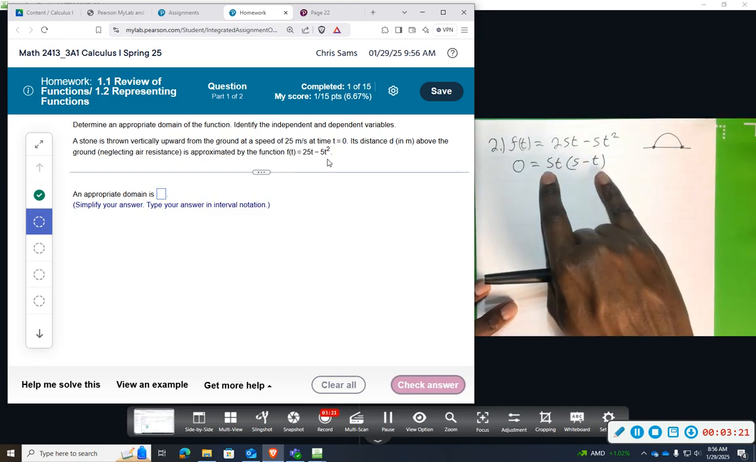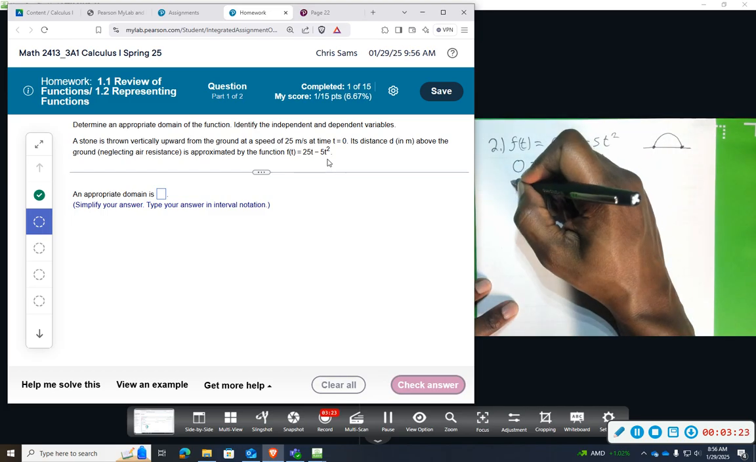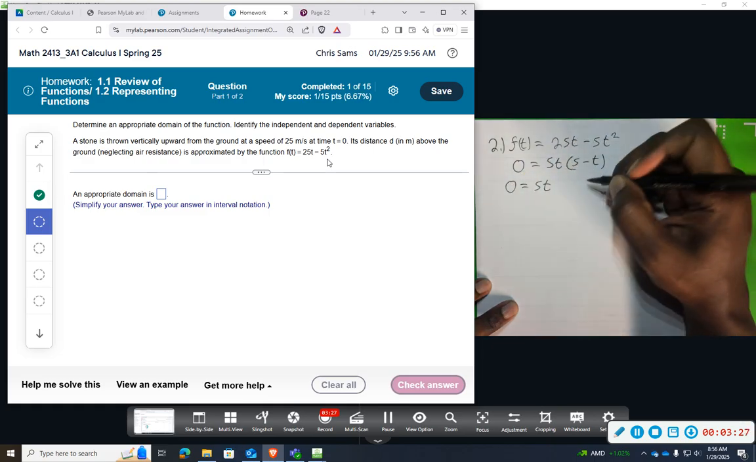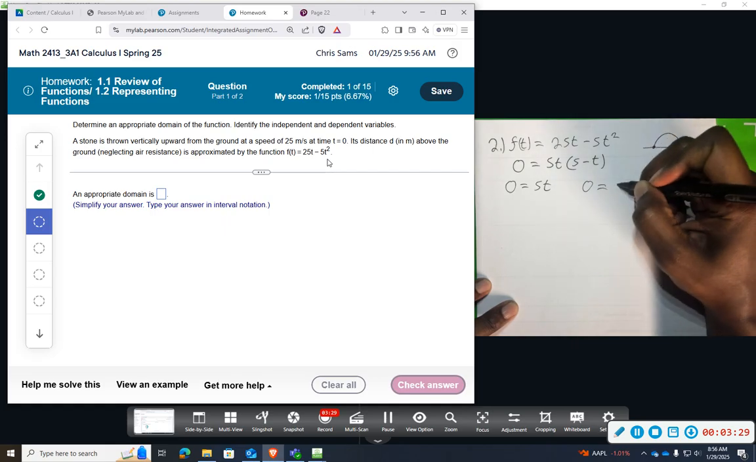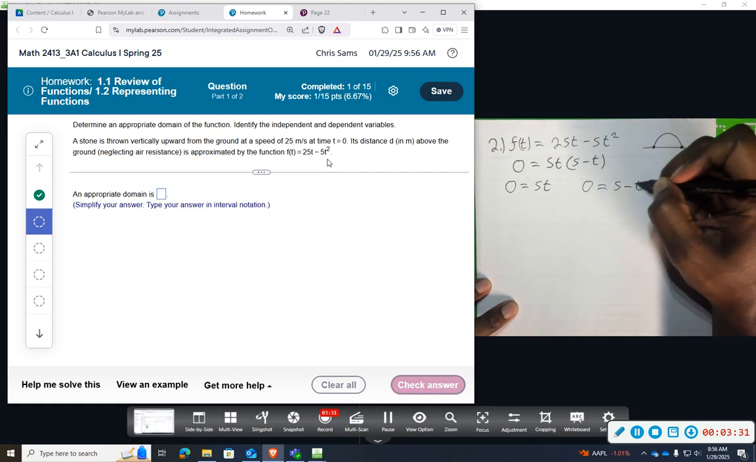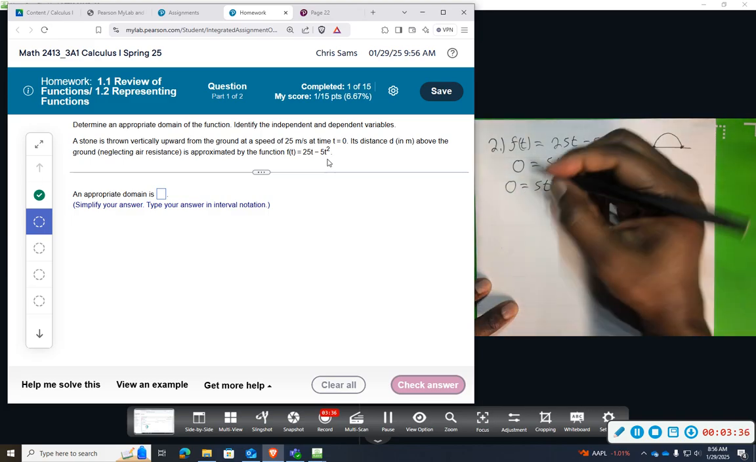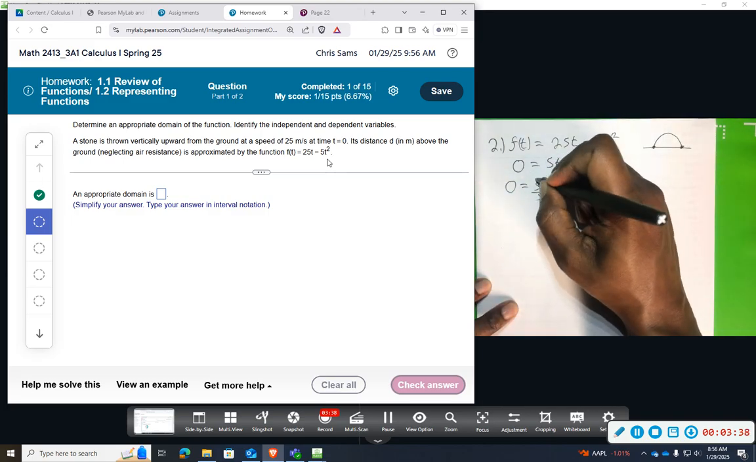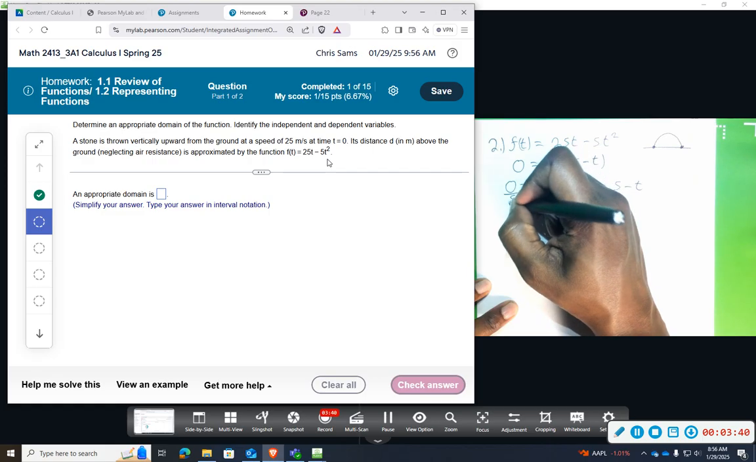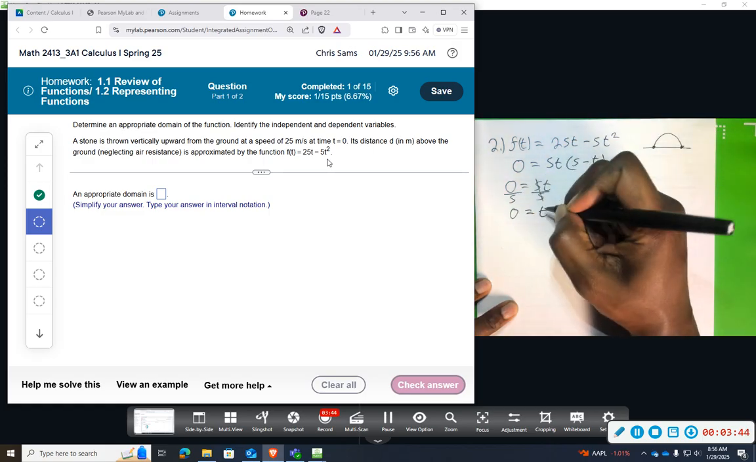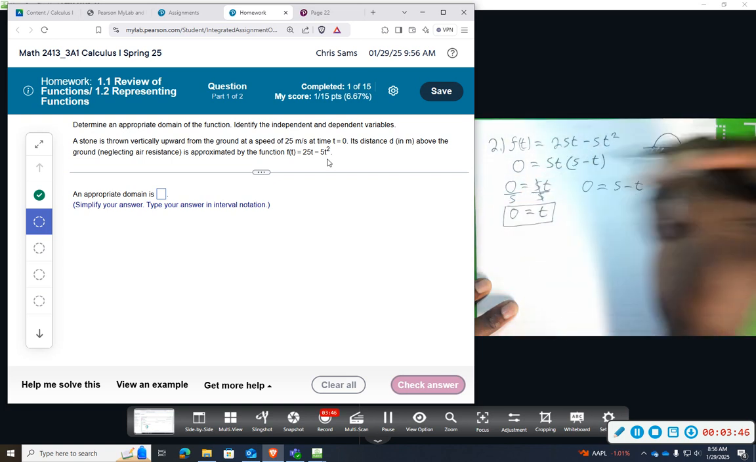Okay, so now that we have it in linear factors, we're going to set each equal to 0. And we're going to solve for t. So to get t by itself, we're going to divide by 5. 5 divided by 5 is 1. 0 divided by 5 is still going to be 0. So we get 0 equals t. That's the initial starting point.